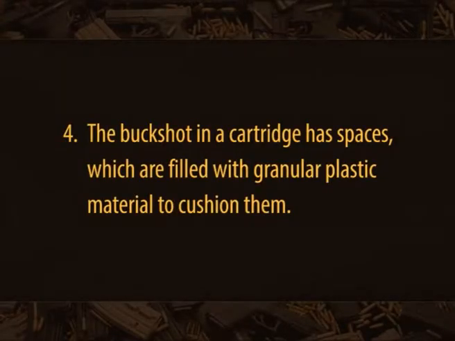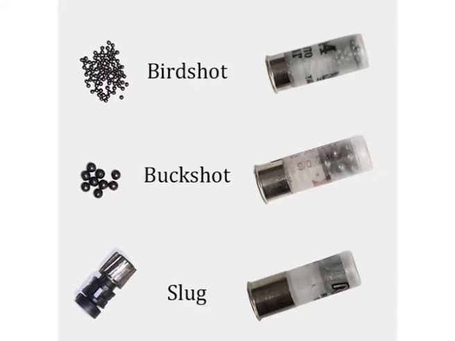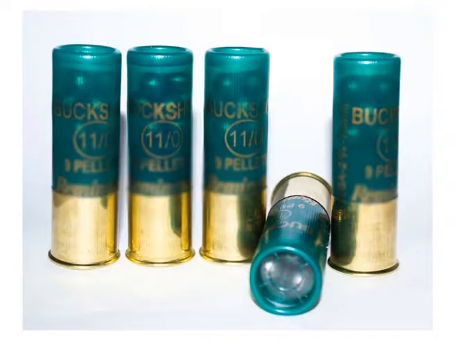The buckshot in a cartridge has spaces which are filled with granular plastic material to cushion them. The plastic granular material prevents damage and provides uniform push to the projectiles. They ensure proper push to the projectiles, and give better spread and uniform velocities to the buckshots. The above innovations have improved the aim, range and ballistics of the shotgun cartridge considerably.